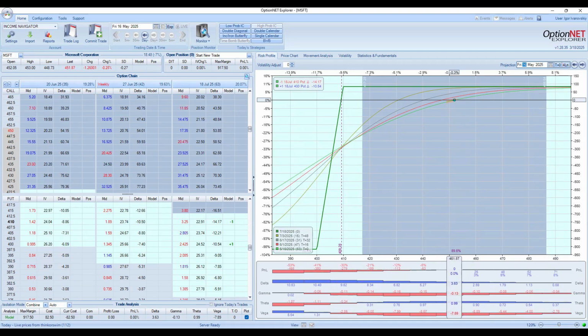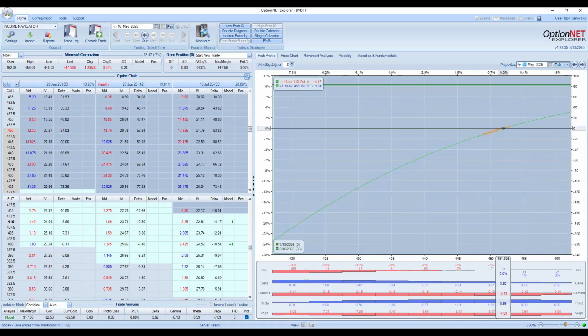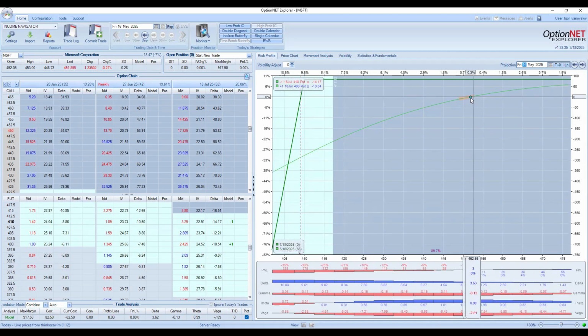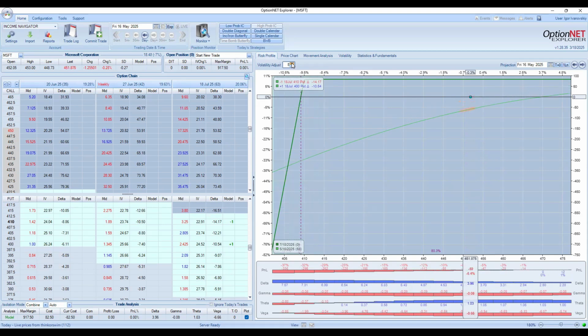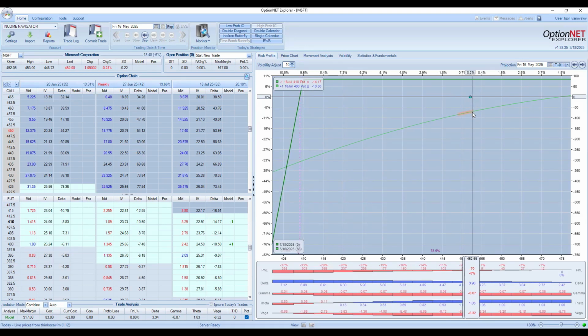Let's get rid of all these lines here. Just look at the T plus zero, right? This is T plus zero. This is P&L today. If I just start to bump volatility up a little bit, you can see how T plus zero will sink. And just from a volatility increase of about 10 points, this is like VIX going from 20 to 30, right? The T plus zero will sink and we're going to have a loss of about $70.